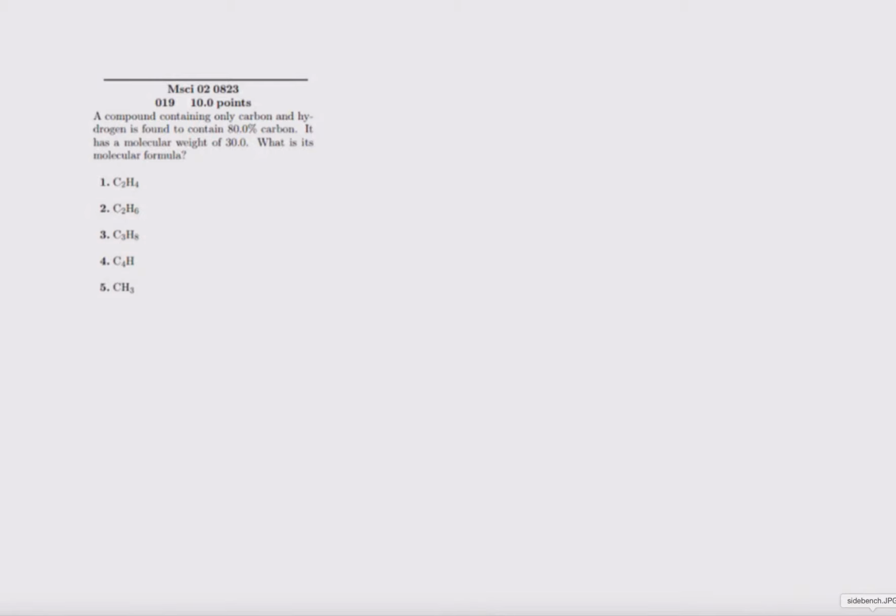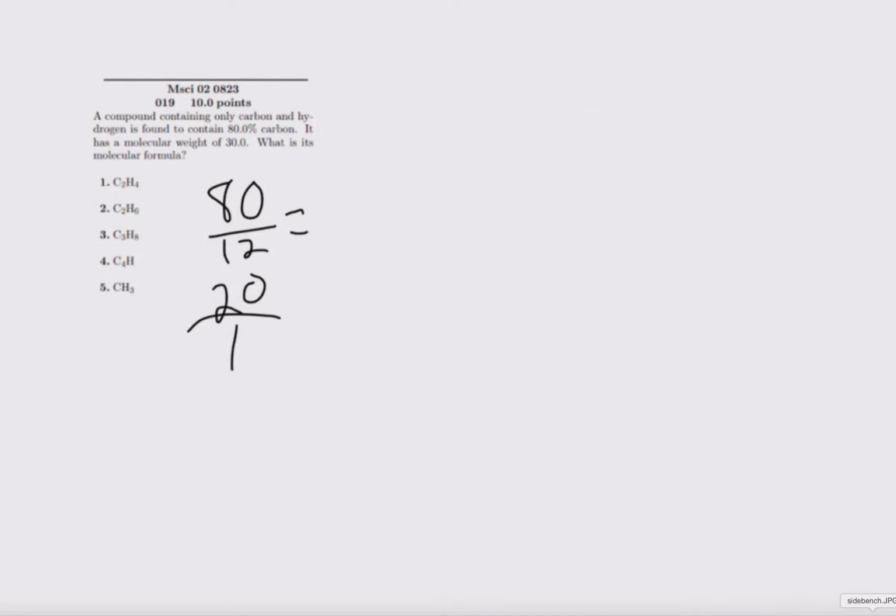If we have a compound containing only carbon and hydrogen, and we know that it's 80% carbon, and we know its molecular weight, what's its molecular formula? Okay, so a couple things we have to do here. First of all, if it's 80% carbon and the only other thing in it is hydrogen, we know that the other 20% is hydrogen. So first we have to find the empirical formula.